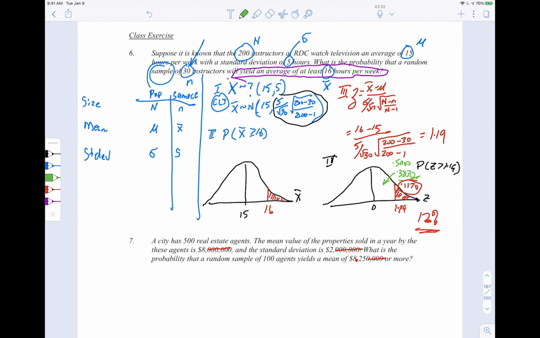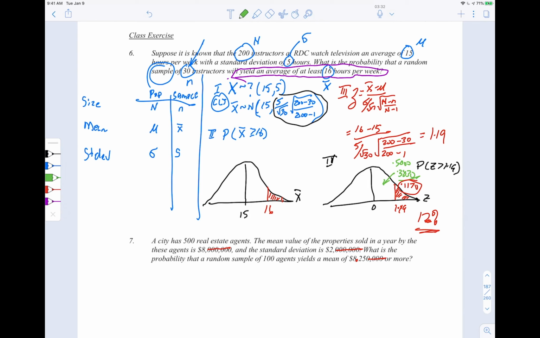And it looks like quite a jumble because I had a number of things on here, but let's take a look at what we had. Suppose it's known that the 200 instructors, so that's big N, at RDC, and there's actually a lot more than that, but I'm just using a simple number here, watched television an average of 15 hours per week with a standard deviation of 5. Those are all in the statement about a population, not the sample. So that's a mu and a sigma. What's the probability that a random sample? As soon as you're talking sample now, you're into little n's and x bars, and later on we'll see s's.